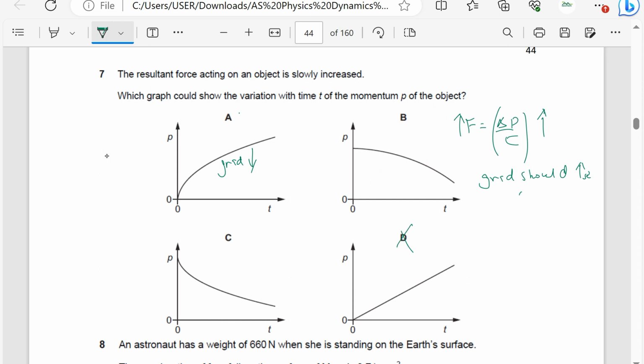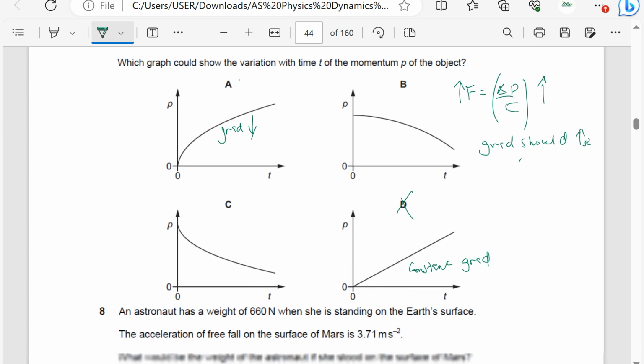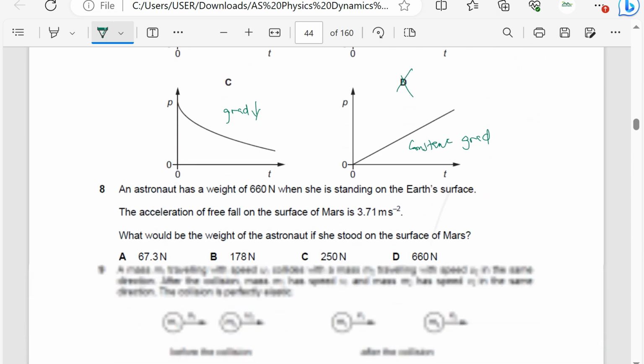This one is wrong because it is showing constant gradient. This one is constant gradient. This one is also, the gradient is decreasing. So this one is a decreasing gradient. So it is only this one which is becoming steeper, even though the gradient is negative. So this is increasing gradient. So the answer is going to be B, because if F is directly proportional to the gradient, then the gradient should increase if the force is increased.